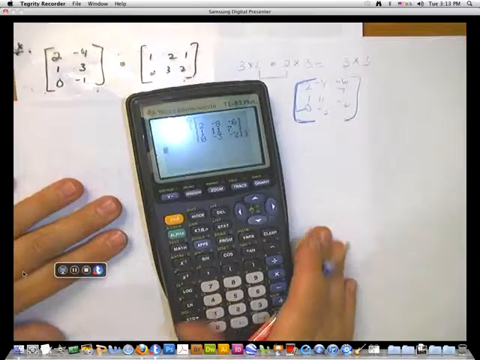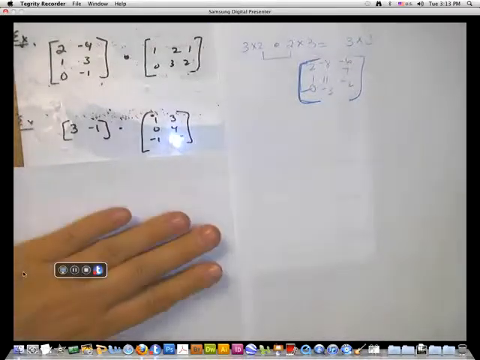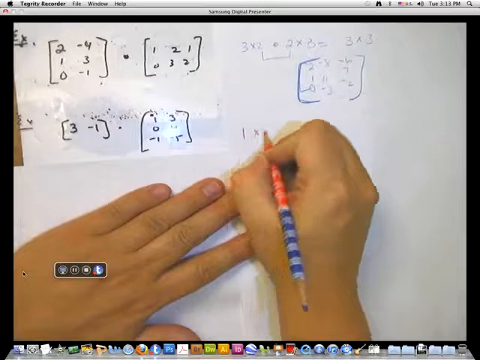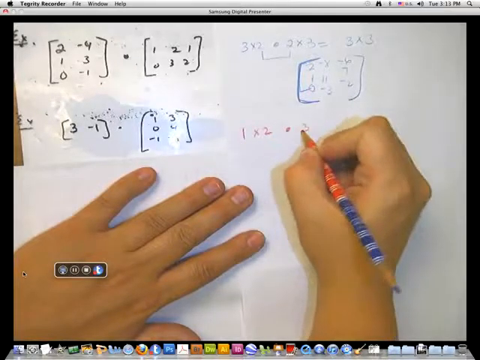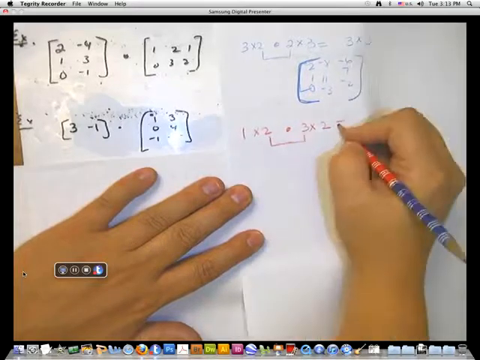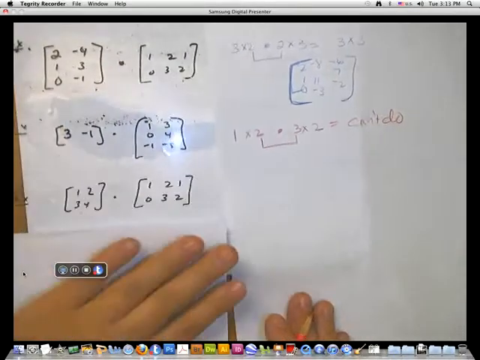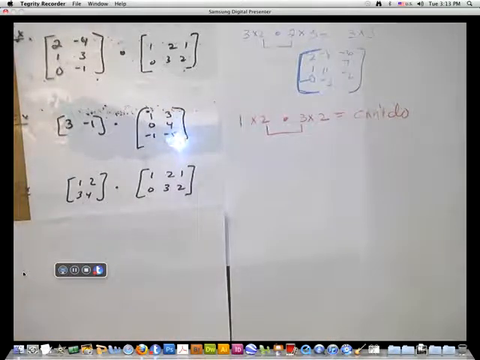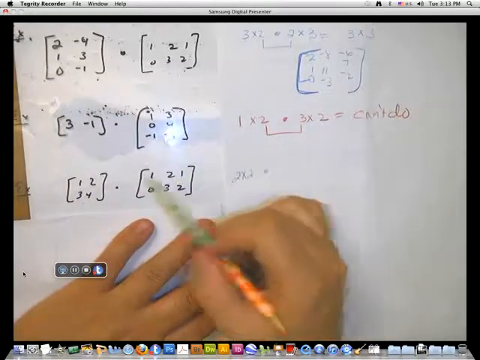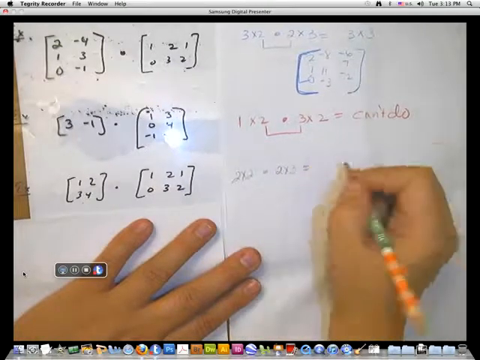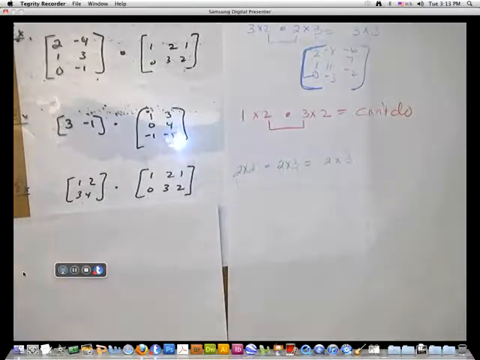We're just going to use our calculator to do this for us. So let's move on to the next one. We have 3 and negative 1, so we have one row and 2 columns. Next we have 1, 2, 3 rows and 2 columns. Those are not the same, so we would say can't do. All right, next we have 2 rows, 2 columns, and we're going to multiply that by 2 rows, 3 columns. So our result is going to be a 2 by 3.